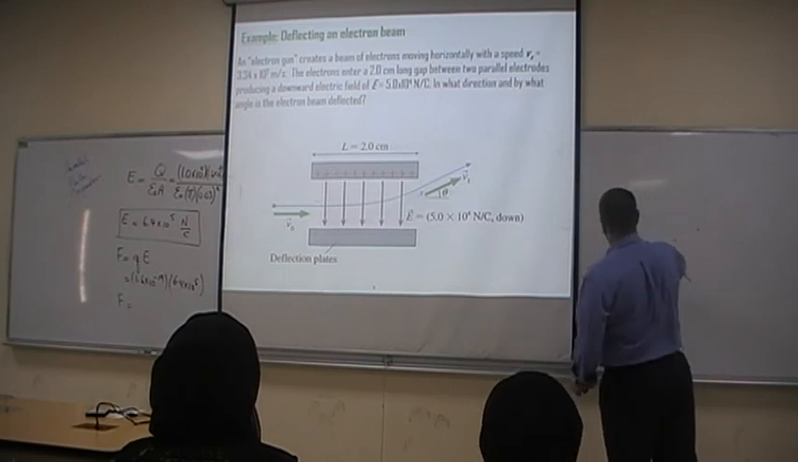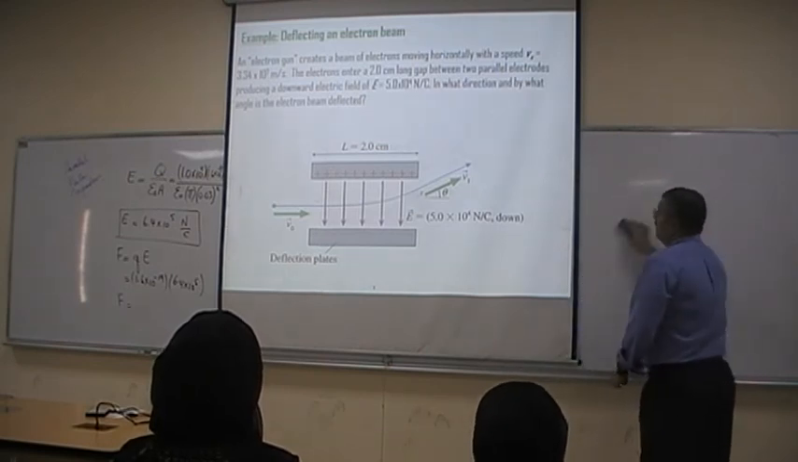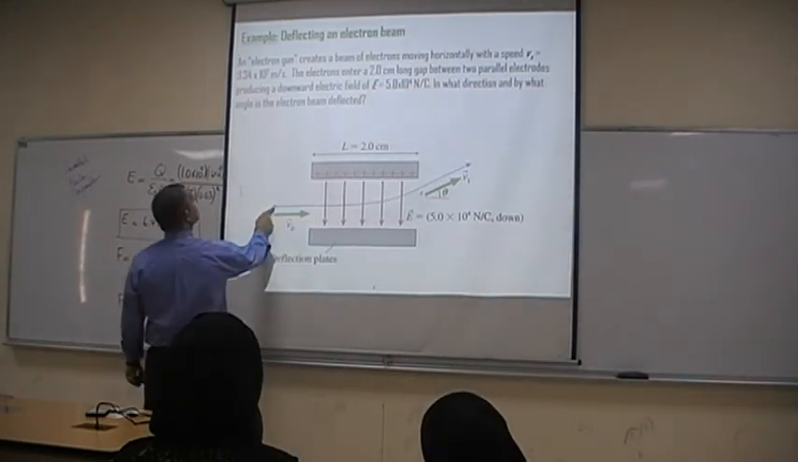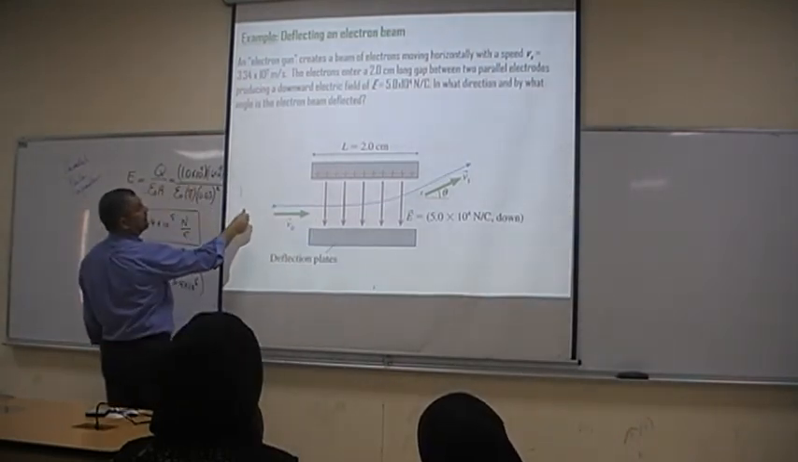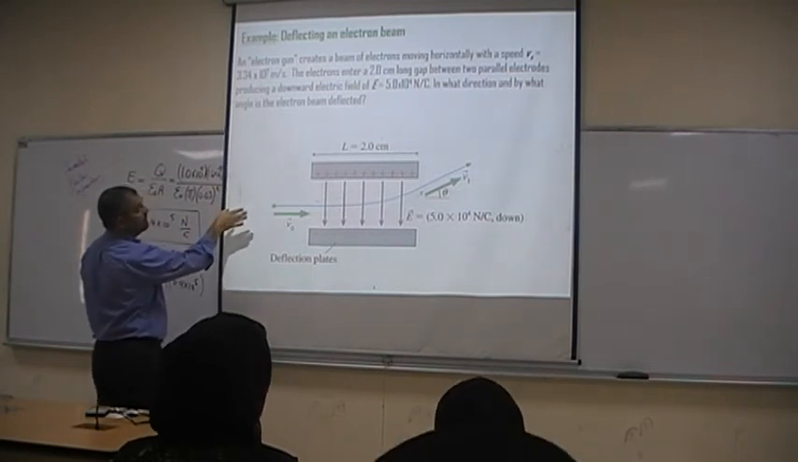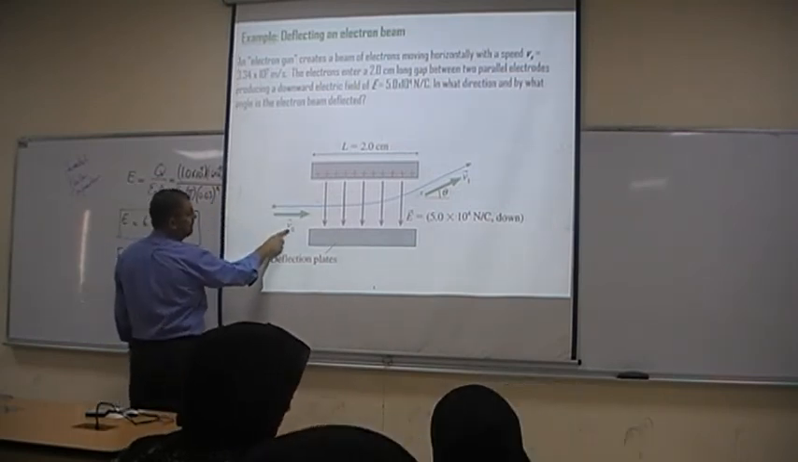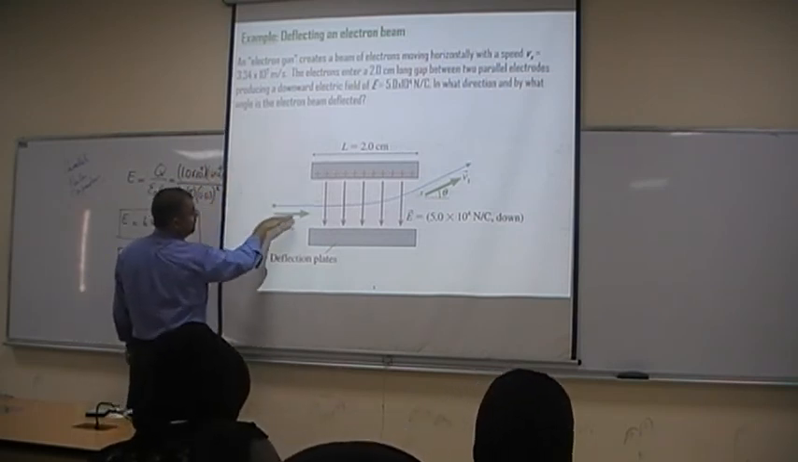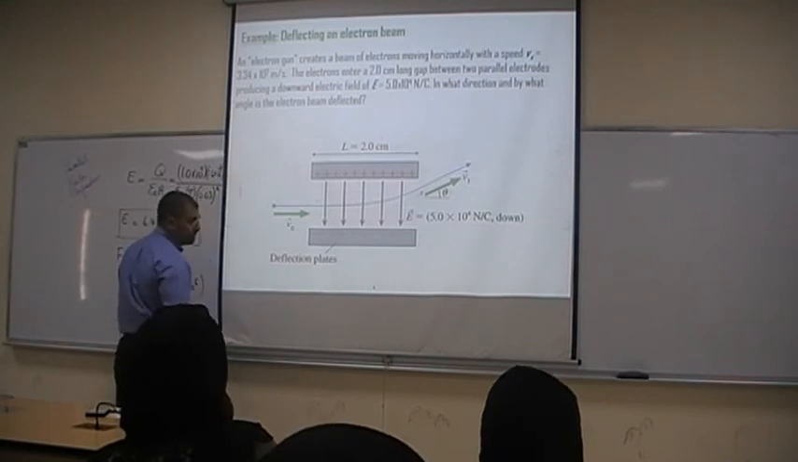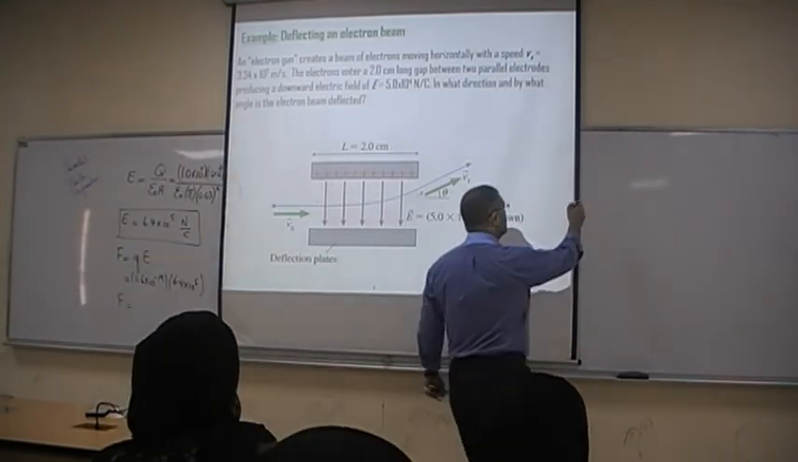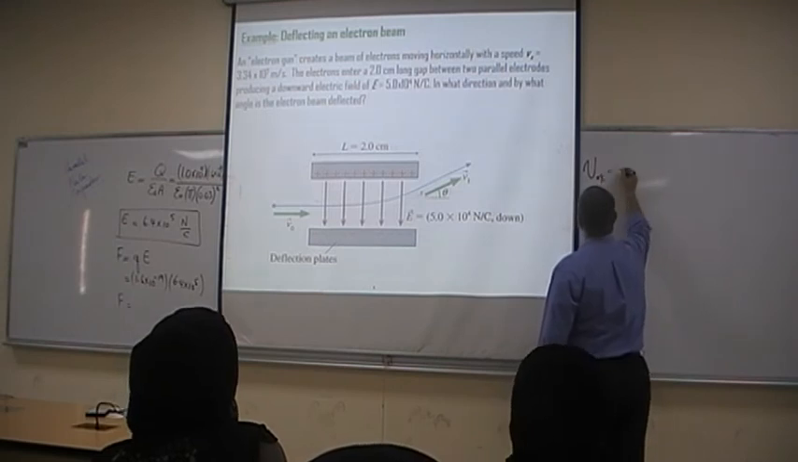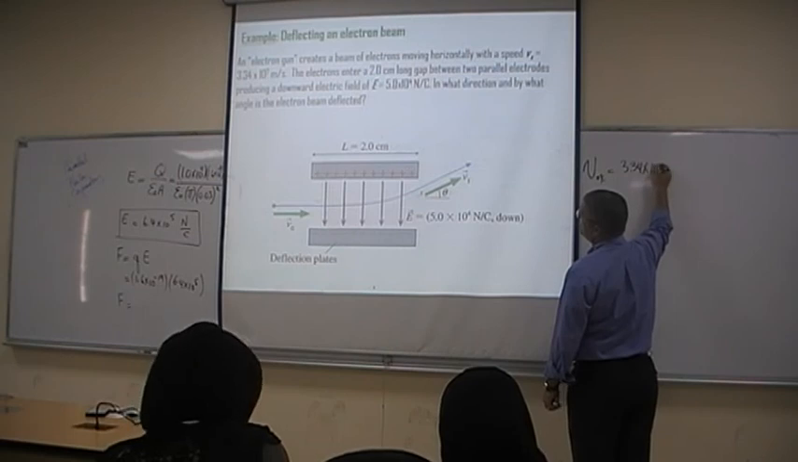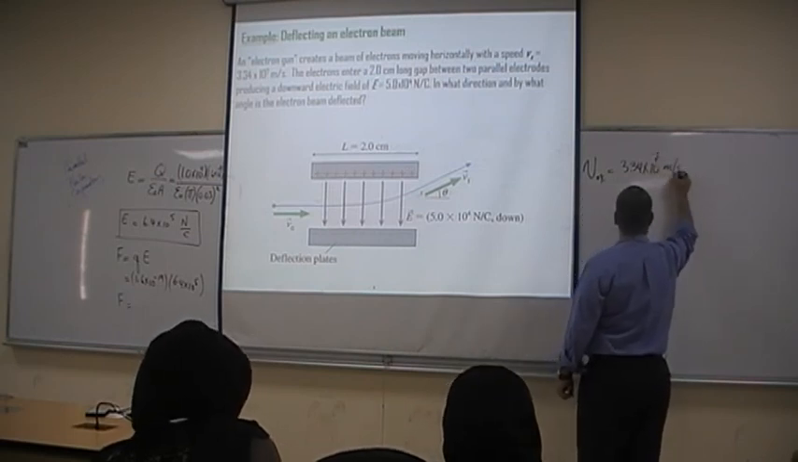Now let's read the question together. The question says that we have an electron gun. There's an electron gun here, and it creates a beam of electrons that is moving with an initial velocity that's not equal to 0, guys. Please, it's equal to v0 along the horizontal direction. So v0x is equal to 3.34 times 10 to the power of 7 meters per second.